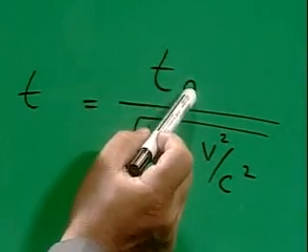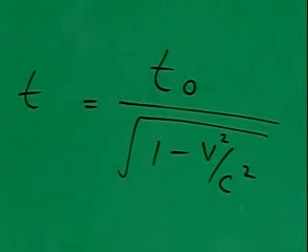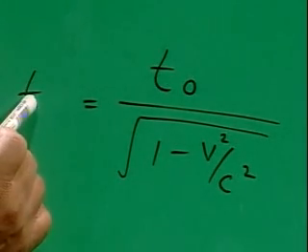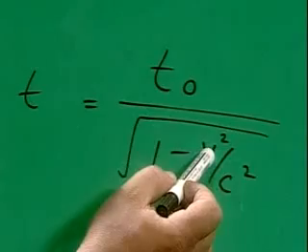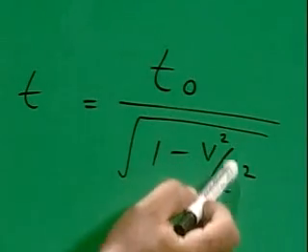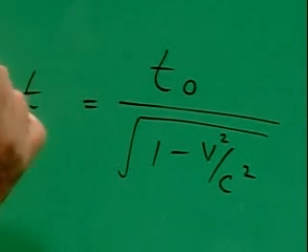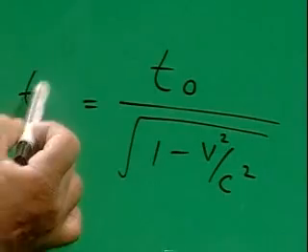Suppose T0 is the time of an event measured by an observer inside a moving frame of reference. V is the velocity of the moving frame of reference, and t is the time of the same event as observed by an observer outside the moving frame of reference. When the velocity v approaches the velocity of light, the value of this factor decreases and hence the value of t will increase. This phenomenon is known as time dilation.